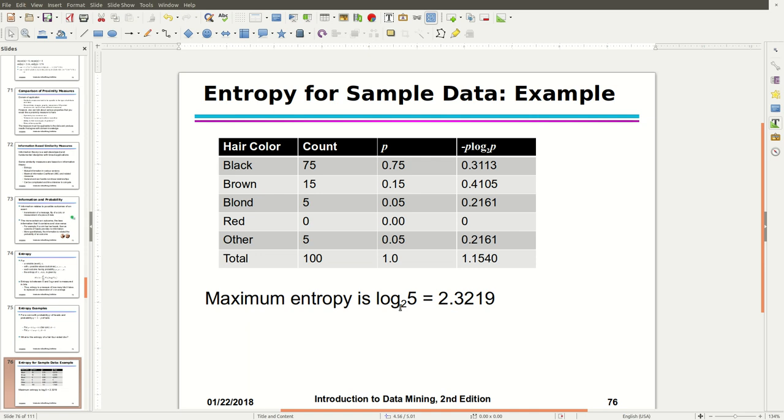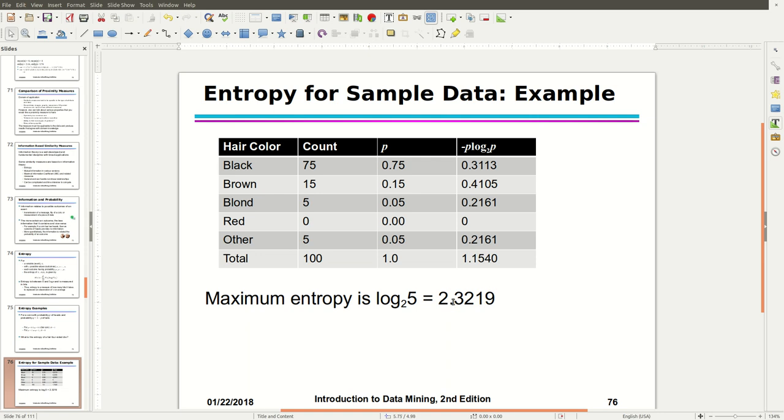So it will be log 2 5. Because there are 5 options, black, brown, and so on, if you count them, there are 5 probabilities, each being 1/5. And then when you take the probability, this is the number you will get. That's 2.32. That's the maximum you can get.